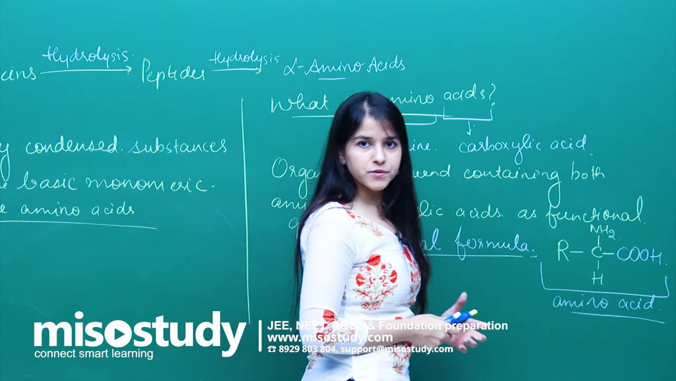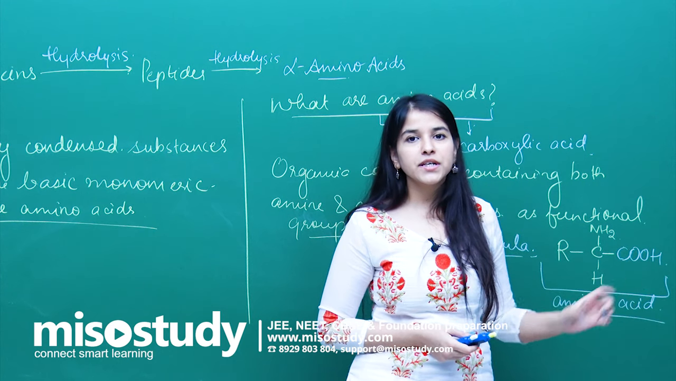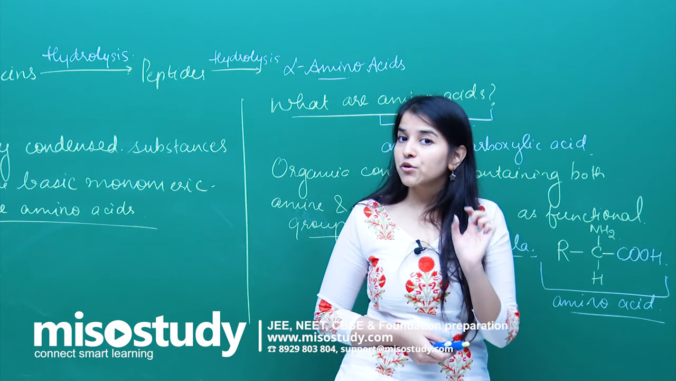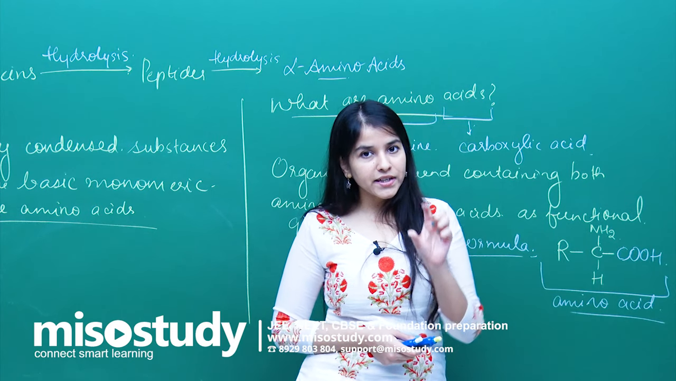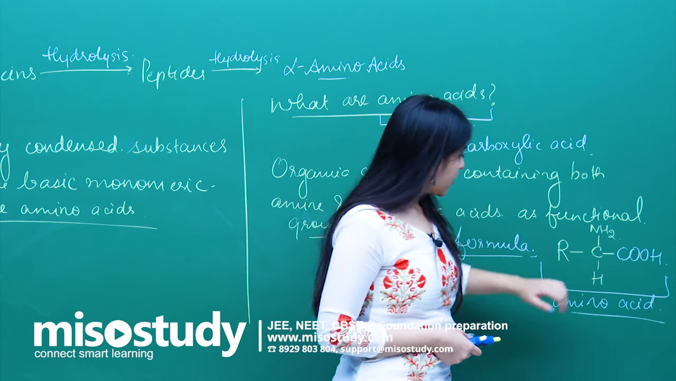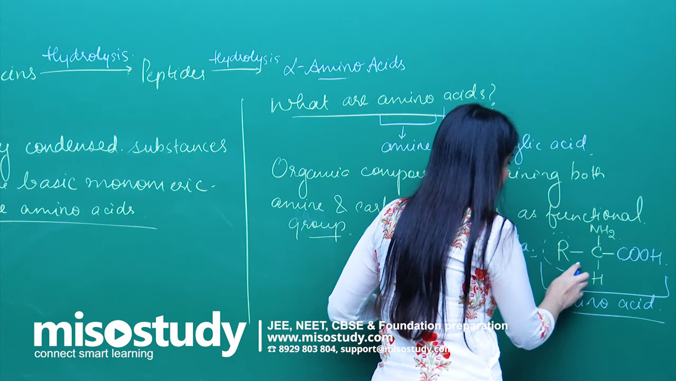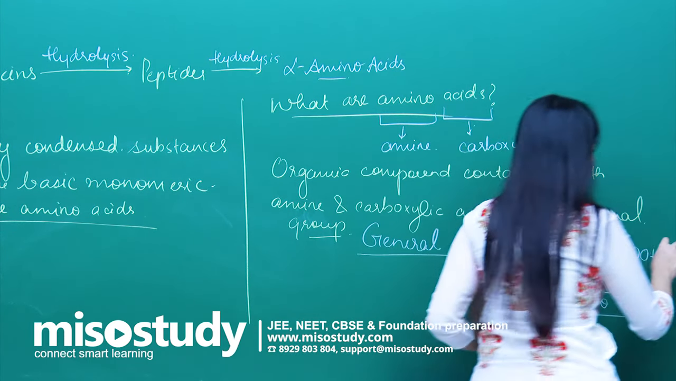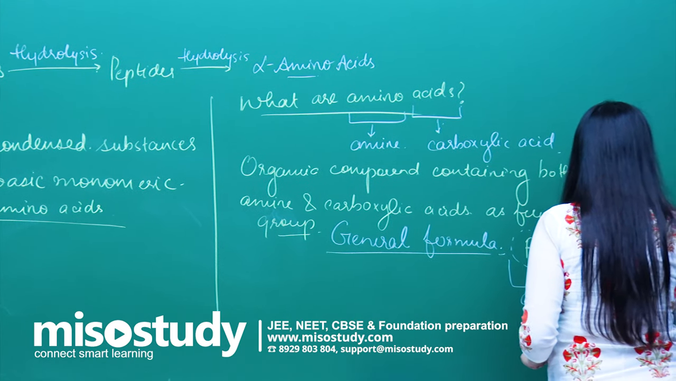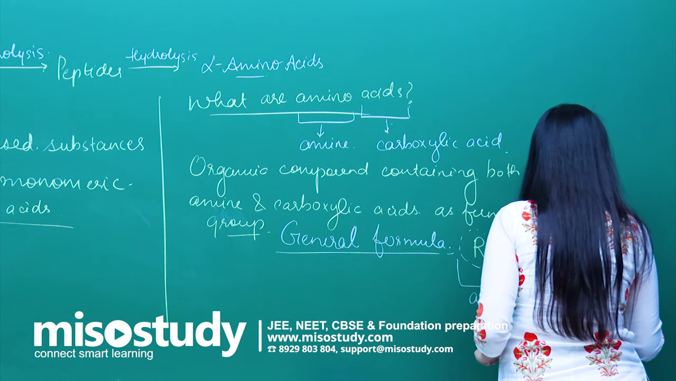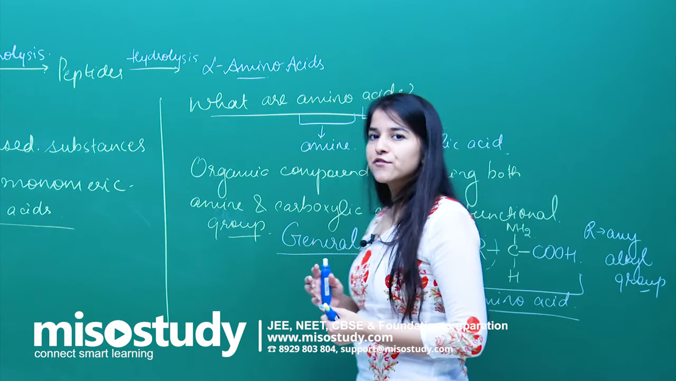What does this R group stand for? So, each and every amino acid, I am talking about here the alpha amino acid to be very precise. I'm going to tell you in a moment what alpha actually means here. So, first focus upon what is R. R can be any alkyl group. So, R is here any alkyl group. So, that is the general formula.